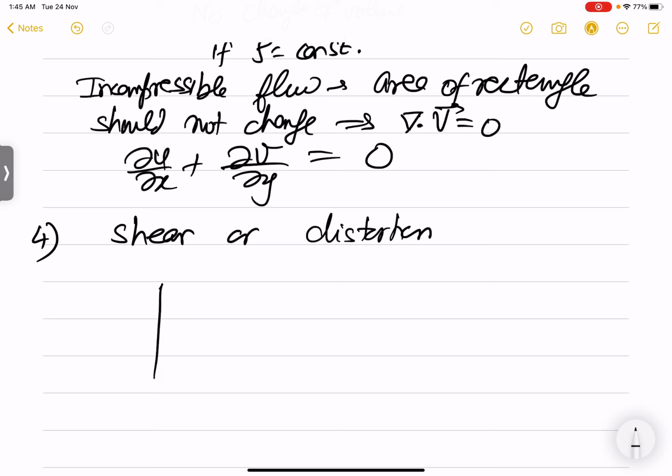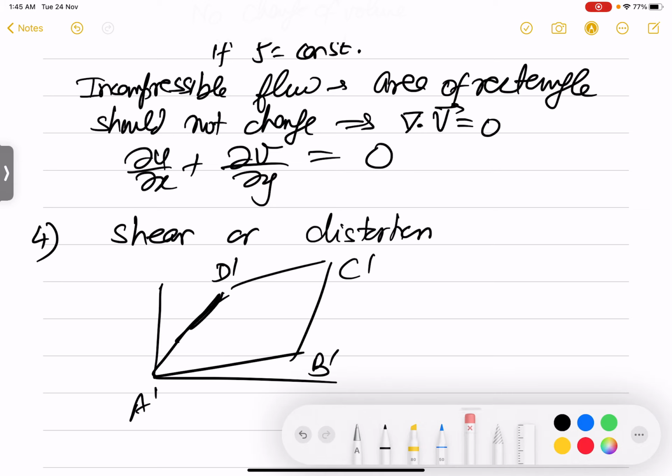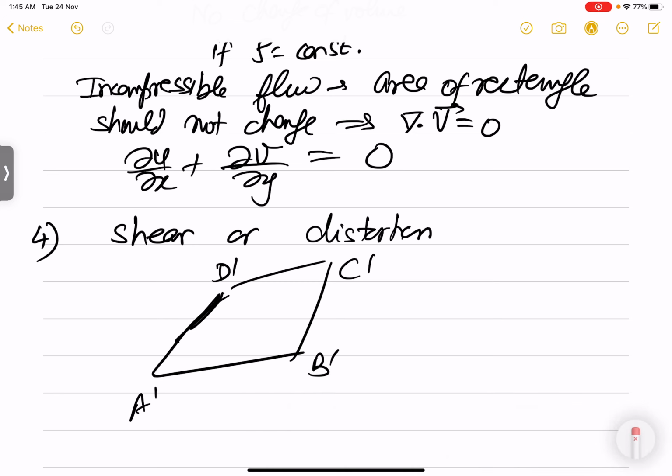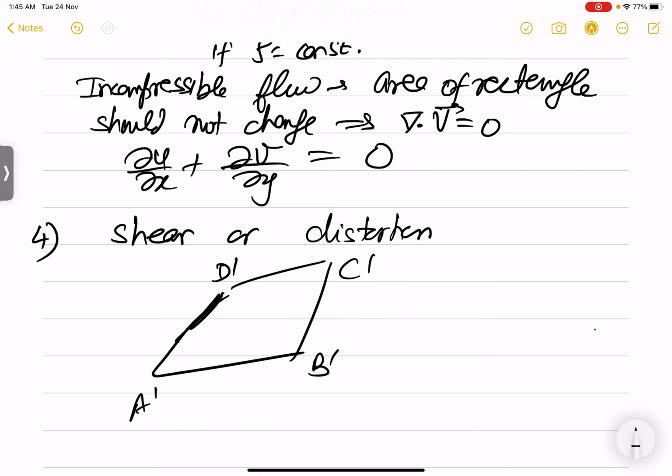And the way to look at this is that if this is the element at A prime, B prime, C prime, D prime, so actually the origin should not be here. What I will do is remove the coordinate axis, because translation has already taken place. So I just remove the axis here, and now what we can see is this shear or distortion is actually measured by this angle gamma.